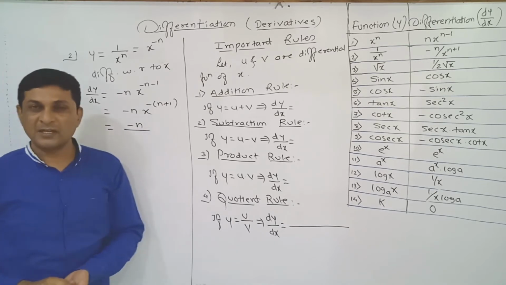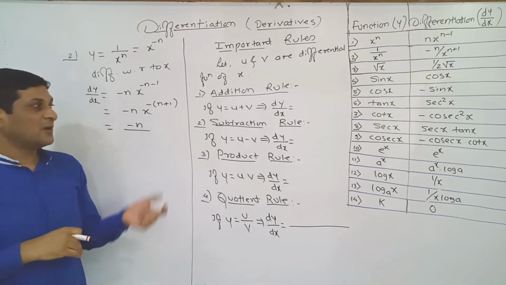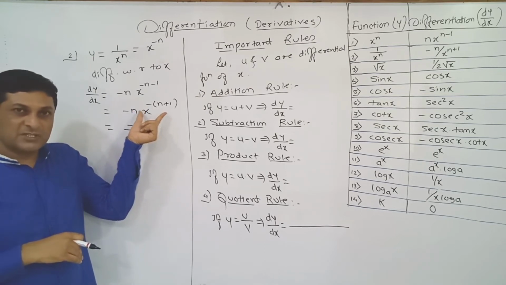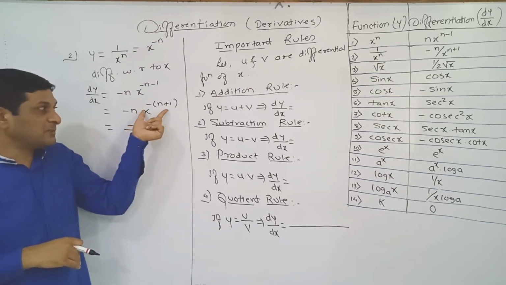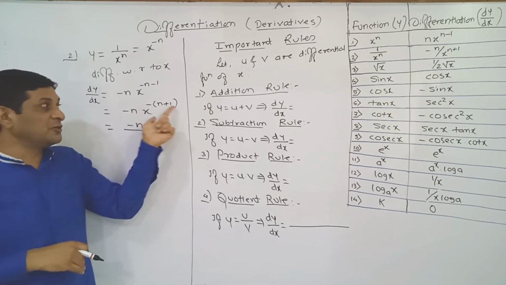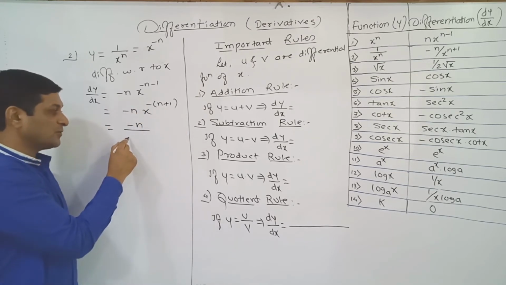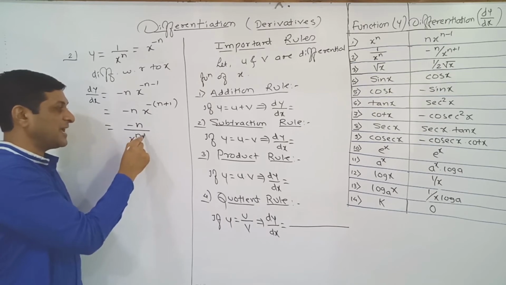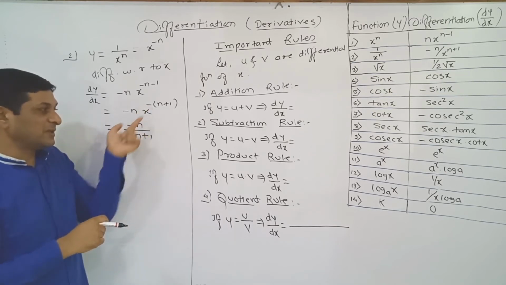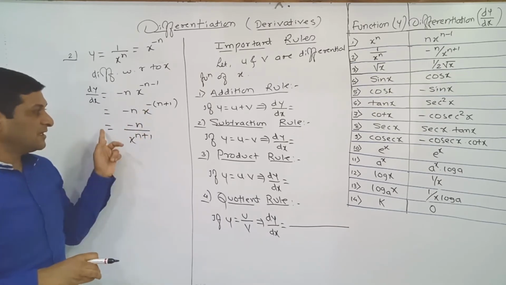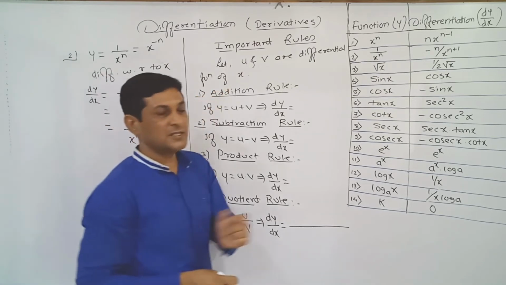Now according to laws of exponent or laws of indices, shift this term to the denominator. If we are shifting this term to the denominator, this negative power will become what? Positive. So what result will we get? X raised to power n plus 1. This negative power will become positive in the denominator. In this way we have got the second formula to find the differentiation.